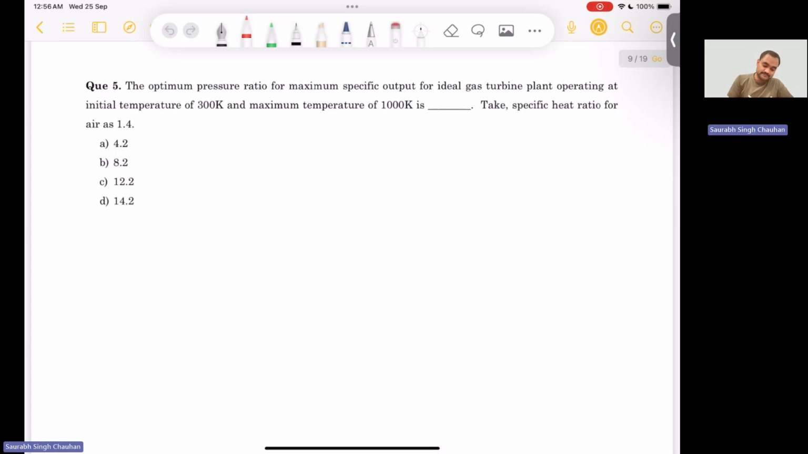Question number 5 says that the optimum pressure ratio for maximum specific output for an ideal gas turbine power plant operating at initial temperature of 300 Kelvin and maximum temperature of 1000 Kelvin is what? So we have to calculate the optimum pressure ratio. And it is saying that we can take the specific heat ratio for air to be 1.4. So gamma is given to be 1.4.